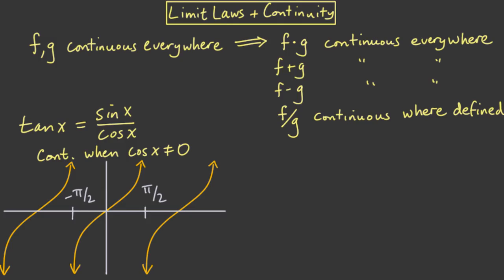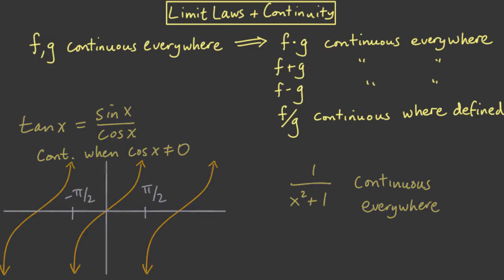If, on the other hand, we take the function 1 over x squared plus 1, here we have a polynomial over a polynomial. So, again, the quotient of two functions which are continuous everywhere. But this denominator is never 0. So this quotient is going to be continuous everywhere. No exceptions.